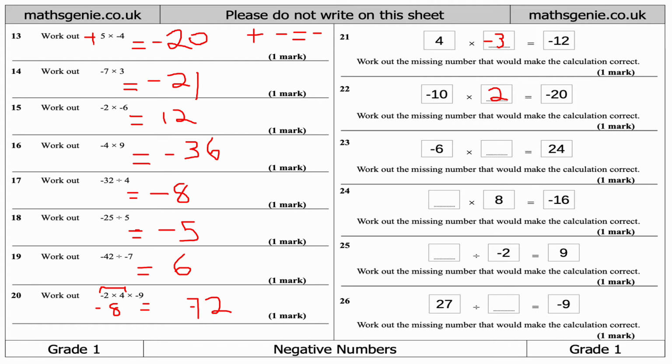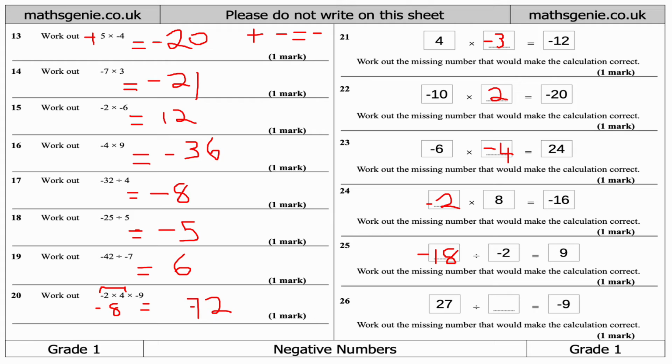10 times 2 is 20. 23, okay, negative 6 times negative 4 makes positive 24. Two negatives, when I multiply them together, makes the sign a positive. Question number 24, something times 8 is minus 16, so it's going to be negative 2. Minus times a plus makes a minus. Okay, question 25. Minus 18 divided by minus 2 makes positive 9. A negative divided by a negative gives a positive as the sign.